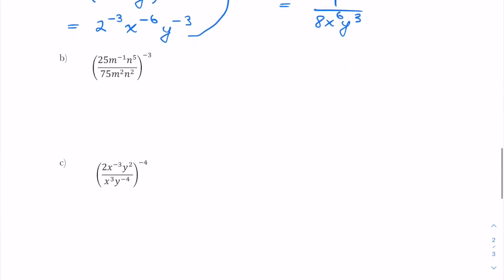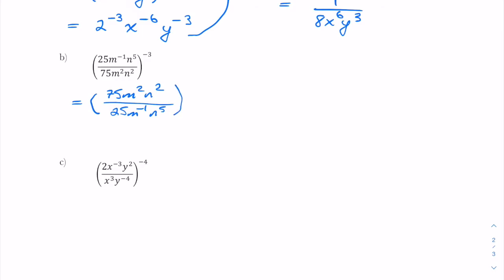Moving on. In part B, it's very similar to the last one. It's all to the exponent of negative 3. Just to show you a different way of doing this, I'm going to use the reciprocal rule in a different way. What we can also do is take the reciprocal of the fraction inside of the brackets, and that'll make the exponent positive. Look what happens. By taking the reciprocal, the numerator becomes the denominator, and the denominator becomes the numerator, just like this. And now that we've taken the reciprocal, your exponent becomes positive.